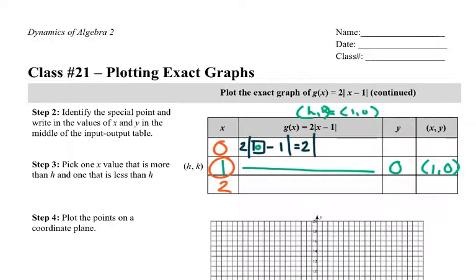So we have the absolute value of 0 minus 1. So 0 minus 1 is -1. The absolute value of -1 is +1, and 2 times 1 is 2. So my coordinate here is going to be 0, 2.